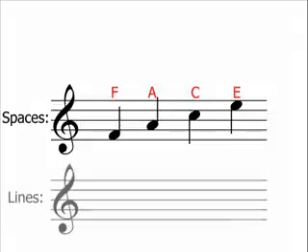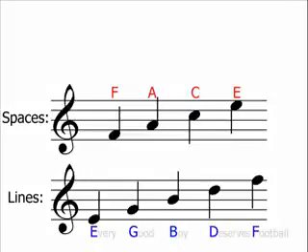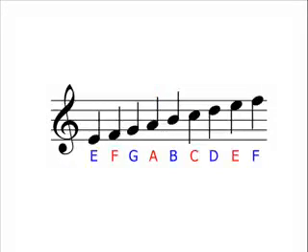The notes on the lines starting from the bottom are as follows: E, then G, B, D, and F. Unfortunately, these letters don't spell a word, so musicians use a phrase to help them remember the order. The most common phrase I hear is, "Every good boy deserves football." But I've heard many more, such as, "Every green bus drives fast." You get the idea, so feel free to come up with your own helpful phrase if you prefer. Let's put all of these notes onto just one stave.